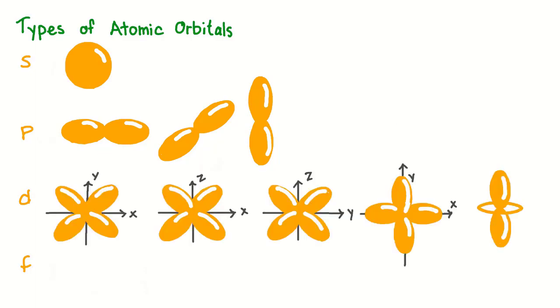There are 5 d-type orbitals. 4 of them have 4 lobes of electron density, which gives them a shape like a 4-leaf clover. Each is oriented differently in space. The 5th d-type orbital has 2 lobes with a donut-like ring around the center.